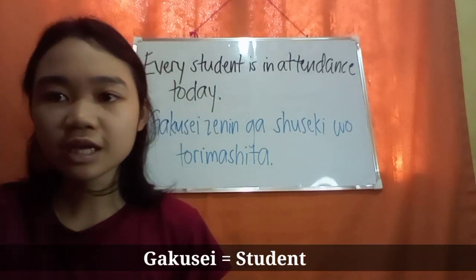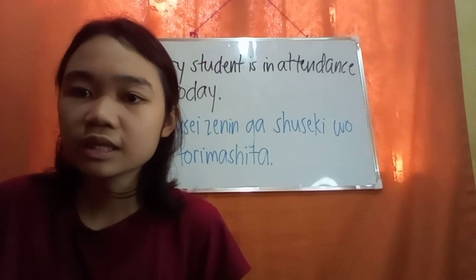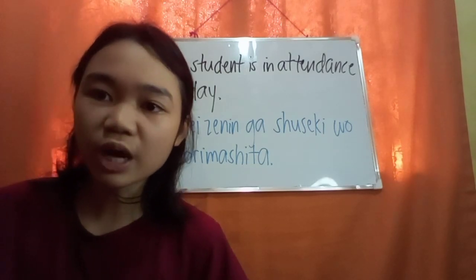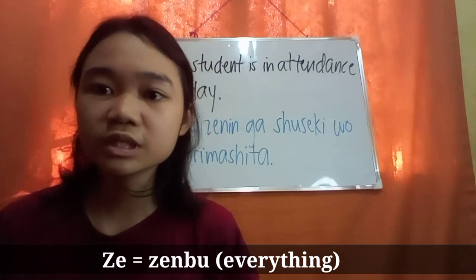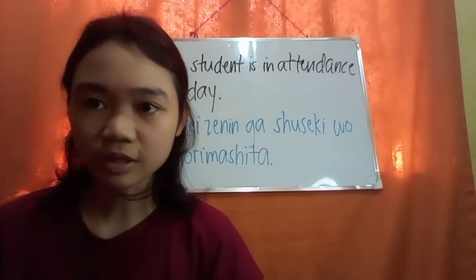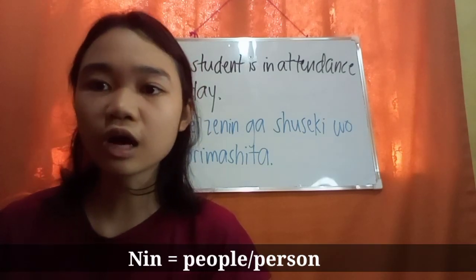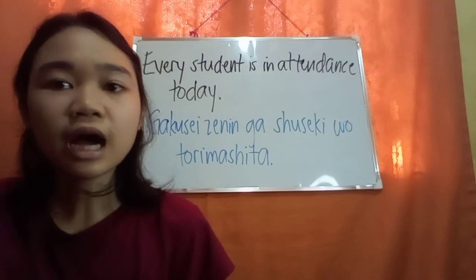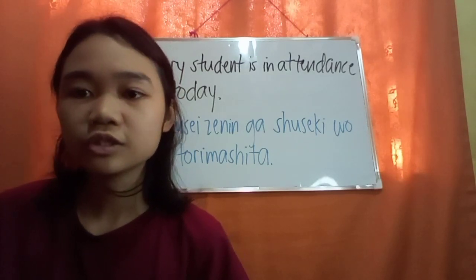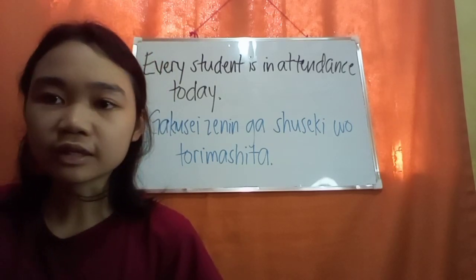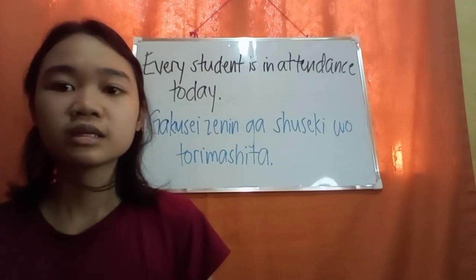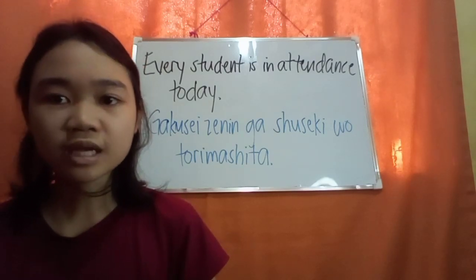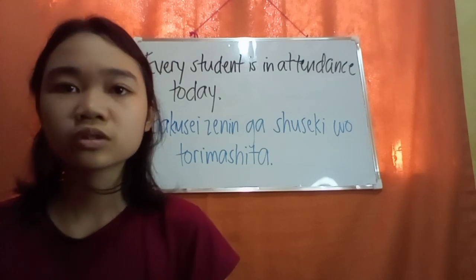Gakusei means student. Zenin means everyone, but there is a counter. Ze comes from the word zenbu, which means everything, all of it. And nin is a counter for person. Shuseki is attendance, torimashita is get. So, every student is in attendance today. Gakusei zenin ga shuseki o torimashita. So, that's how we say it.